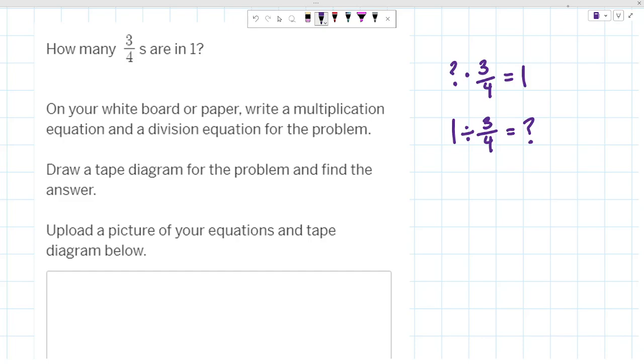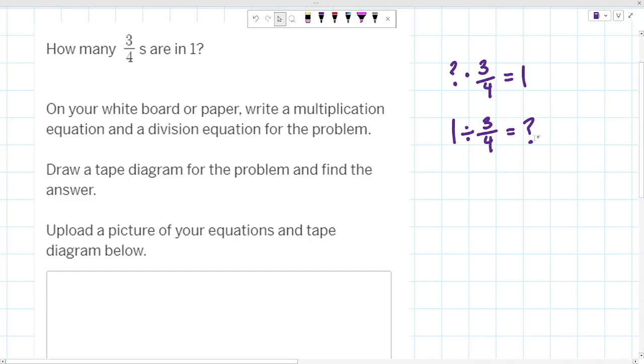So these are the equations you need to have on your paper or whiteboard. Or if you have 3/4 times question mark equals 1, that's okay too. But the dividend is definitely 1 because that's our total. And 3/4 is going to be our divisor because that's the size of the group. And then the quotient, question mark, represents how many groups we would have.